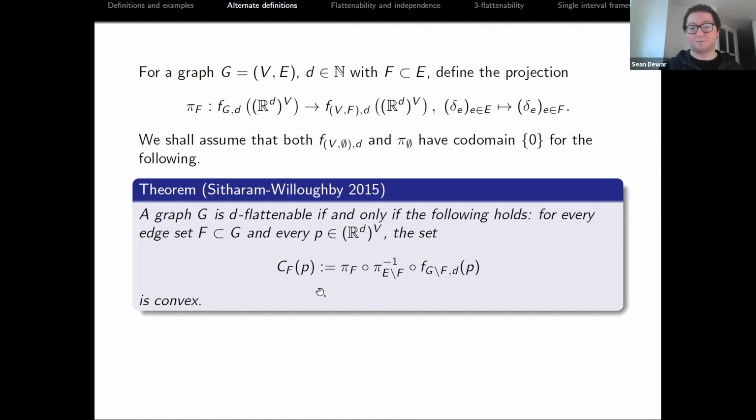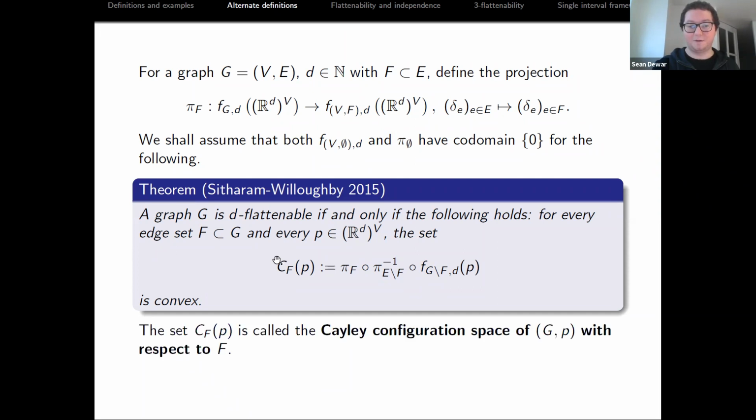So what this set does is it takes a framework GP, and then it spits out all the possible edge lengths of F. If we were to delete those edges F from GP, and we look at all equivalent frameworks to this new framework G minus F, P, we look at all these possible equivalent things, we're going to get a set of edge lengths that can possibly be achieved. And this is our set CFP. This is also called the Cayley configuration space of the framework.